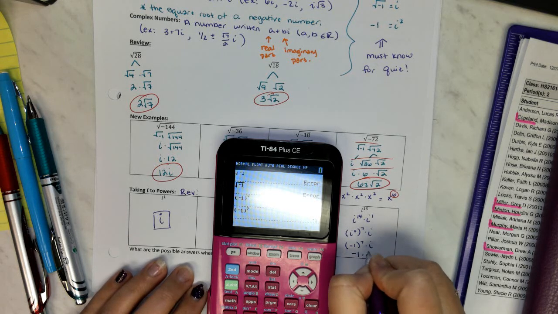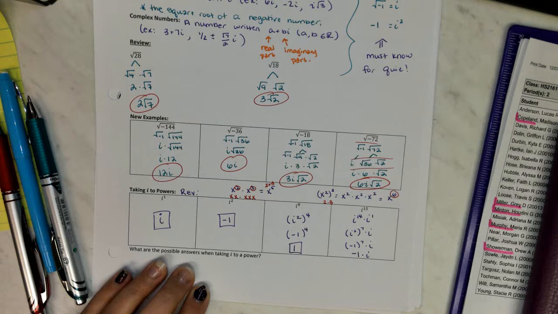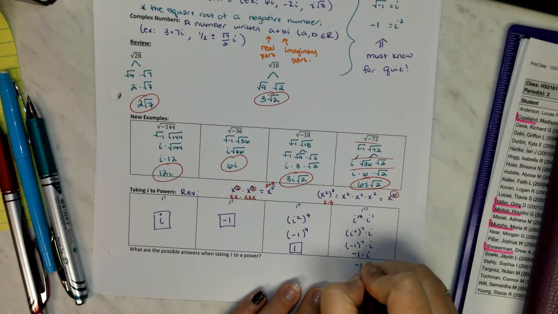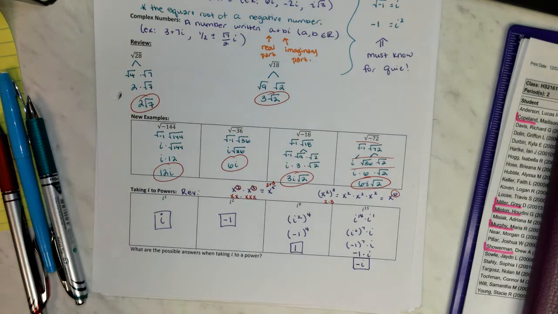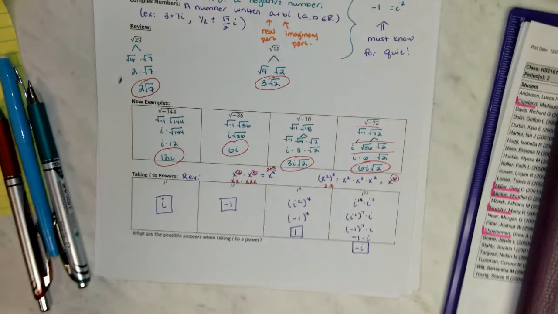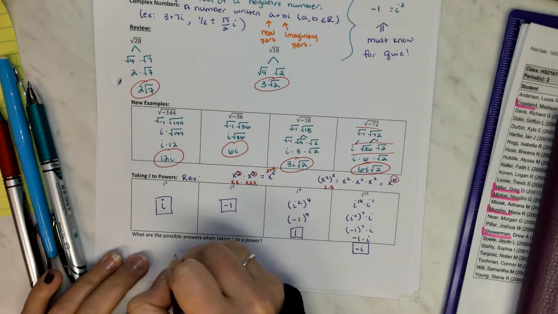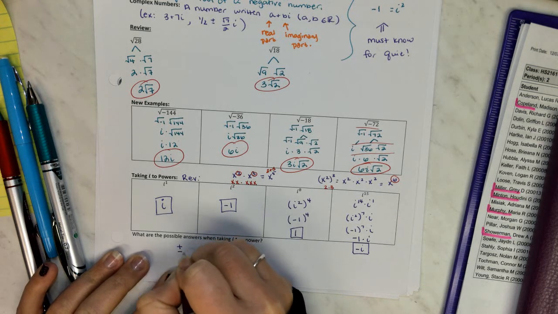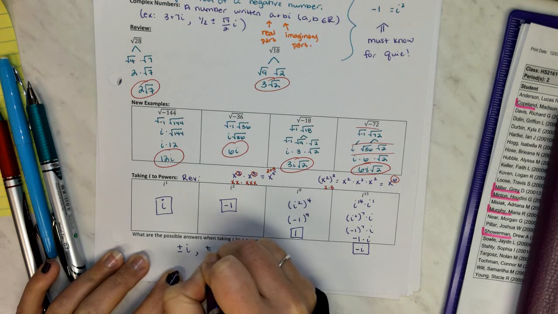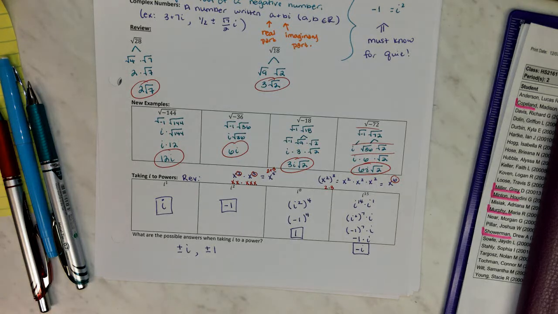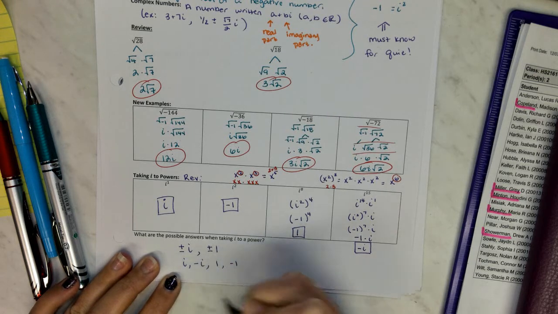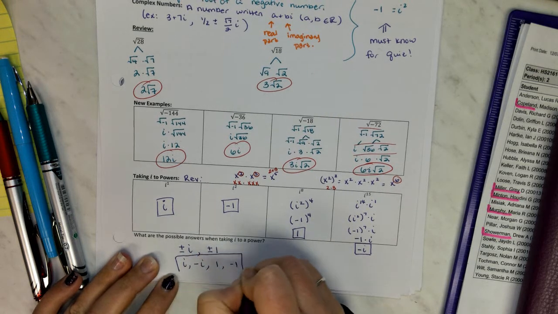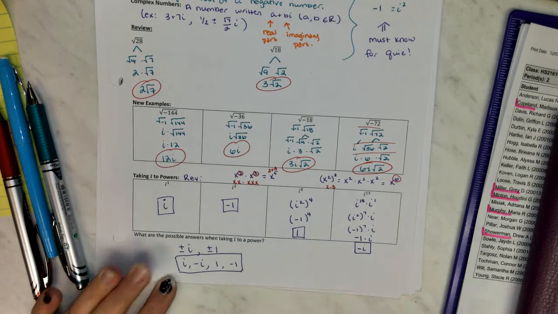So I have negative 1 times i. Well, negative 1 times i is negative i. And that would be your final answer. There are 4 possibilities when you're raising i to a power. Your answers could be positive or negative i, or positive or negative 1. If you want to write it out like i, negative i, 1, negative 1, you can have those 4 possibilities.